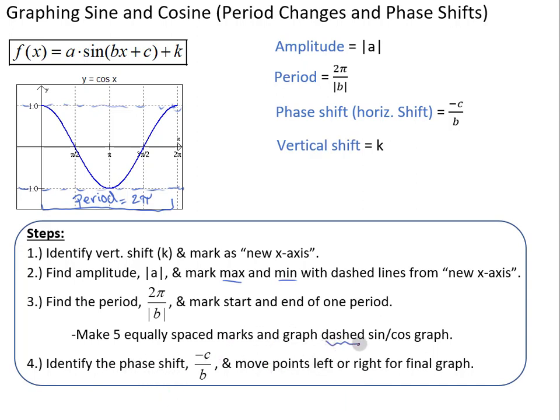So because it won't be our final graph, we'll put in a dashed cosine or sine wave. And then we're going to use our phase shift and move all of our points left or right to find our final graph. So left or right from this dashed graph, kind of shifting it left and right to find our final graph.